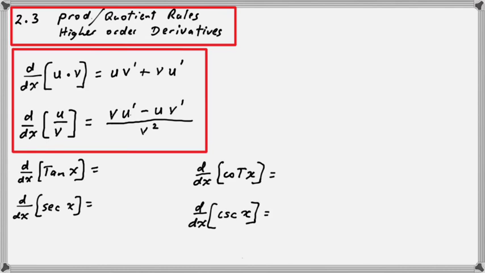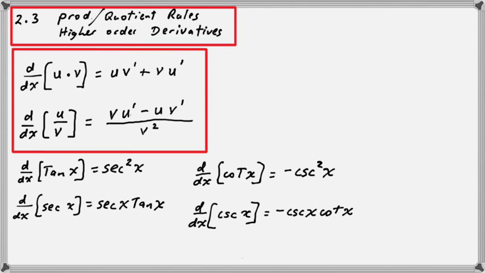Well, the derivative of tangent is secant squared. The derivative of secant is secant times tangent. Now, if you can remember those, it's not a big stretch to go to the next ones. Cotangent, instead of secant squared, it's negative cosecant squared. The derivative of cosecant, instead of secant tangent, is negative cosecant cotangent.